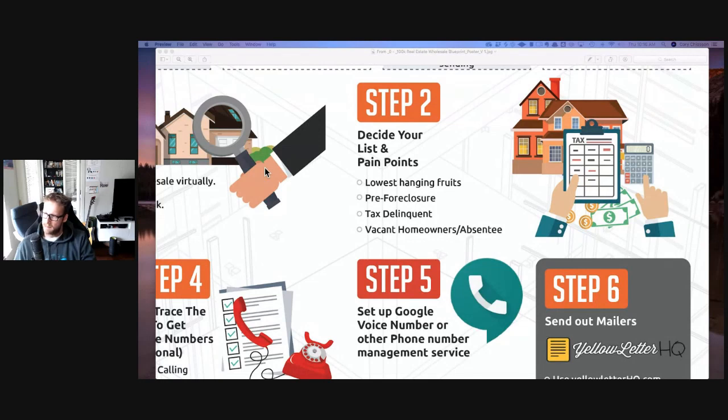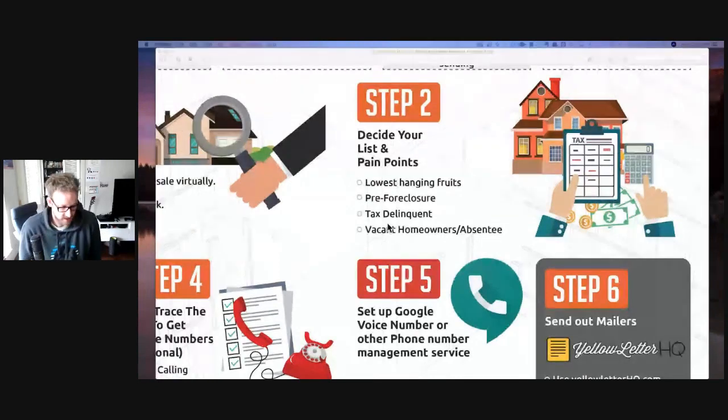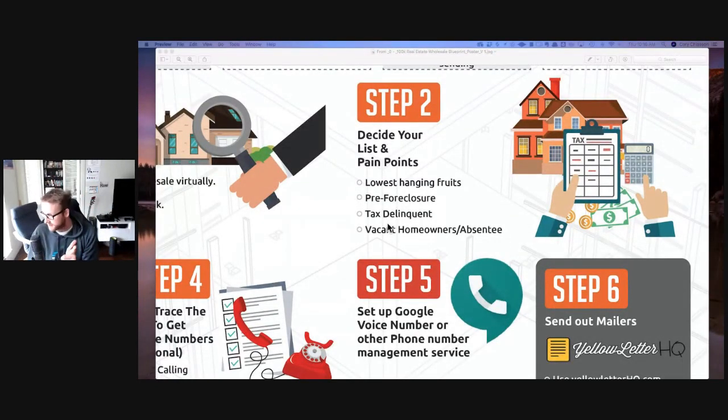But there are these other lists. There's pre-foreclosure, tax delinquent, vacant. We have had the most success with the tax delinquent list, or the tax lien list. If you can find the tax lien list, I'm telling you, that's a good list. That's the one that's the most income. So I would recommend starting with that one, if you know what I mean. Vacant homeowners and absentees, yeah, that's good as well. We've also tried probate, and we're trying probate right now.